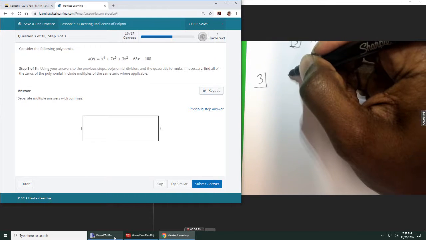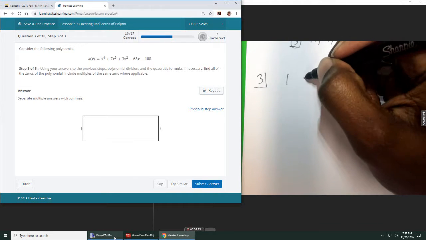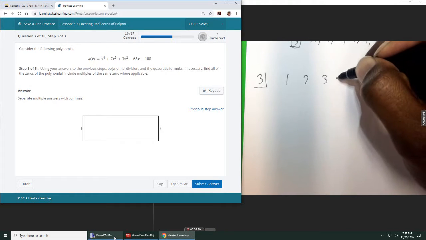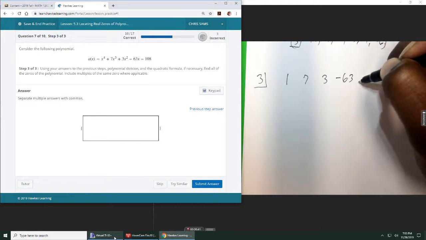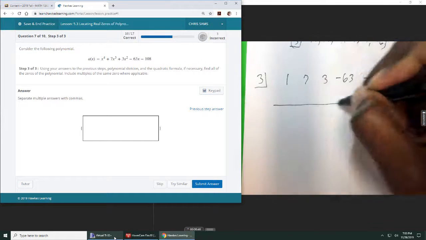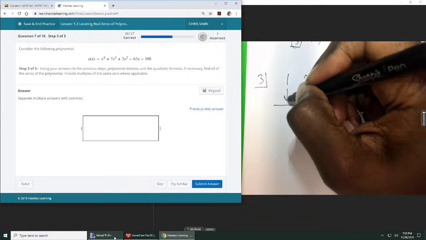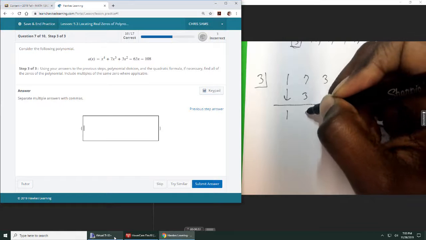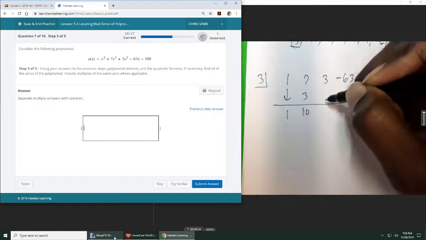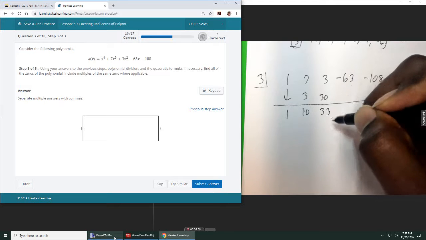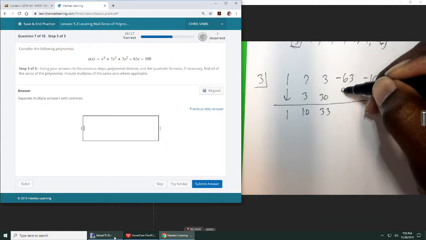We had coefficients of 1, 7, 3, negative 63, and negative 108. Do this with 3. Bring down the 1. 3 times 1 is 3. Add these, we get 10. 3 times 10 is 30. Add these, we get 33. 3 times 33 is 99.